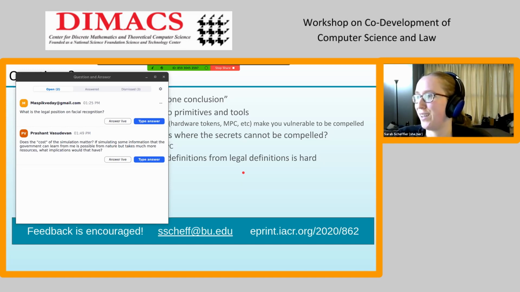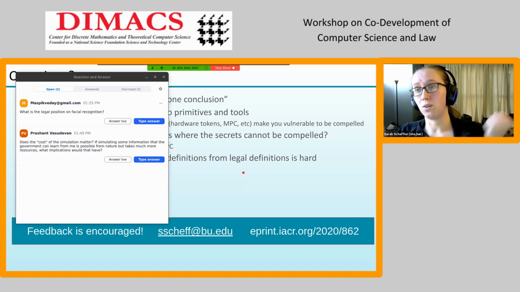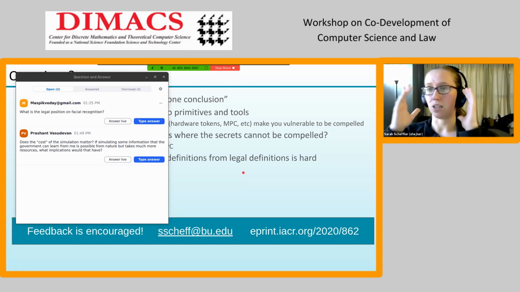Then the next question, yes, this is a good one. Prashant asks whether the cost of the simulation matters. If simulating some information that the government can learn from me is possible in nature, but takes much more resources, what implications would that have? I am so glad you asked. We're modeling the simulator as polynomially bounded in the amount of evidence, but with a lower bound to keep it from being really small when it's not supposed to be. And I want to argue that there's a legal interpretation for why we should think that the simulator is bounded, and it falls within the location prong of the three-prong Fisher test.